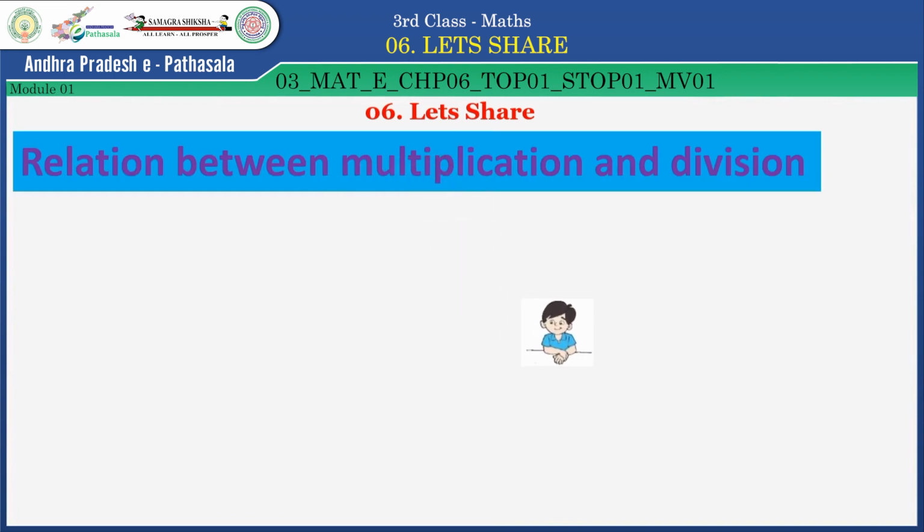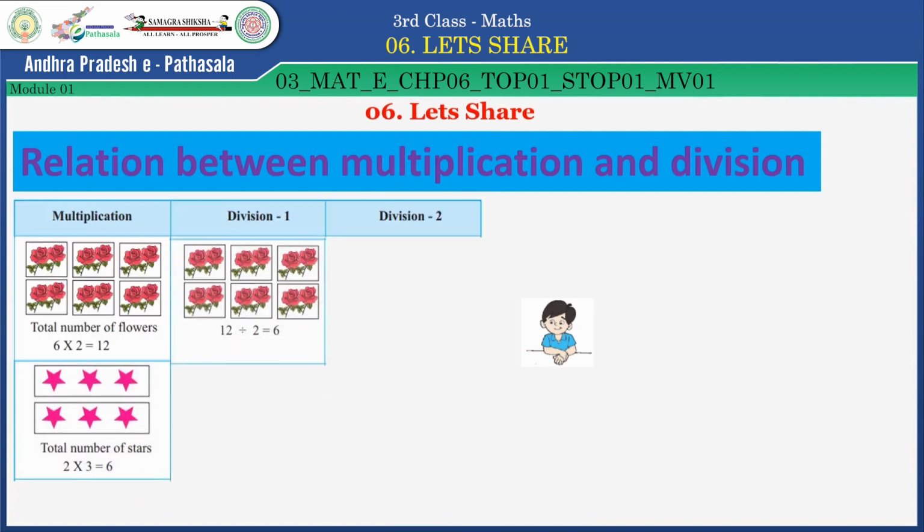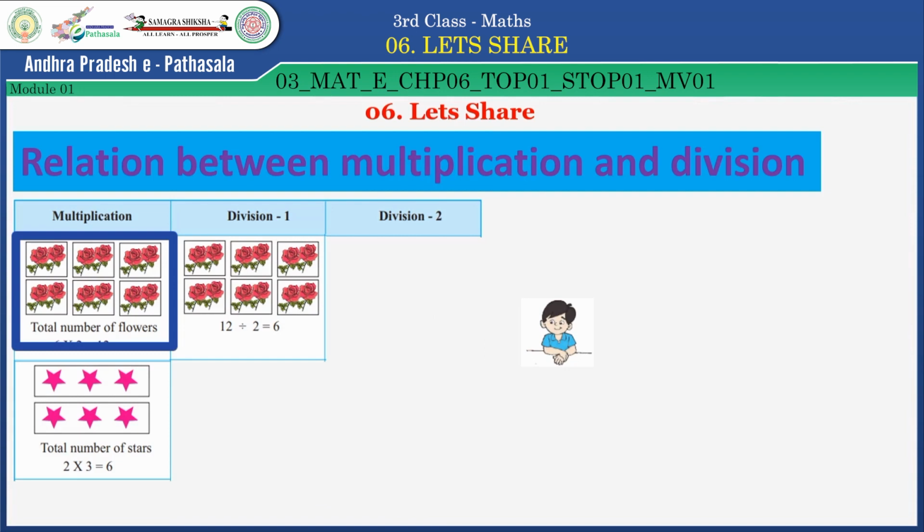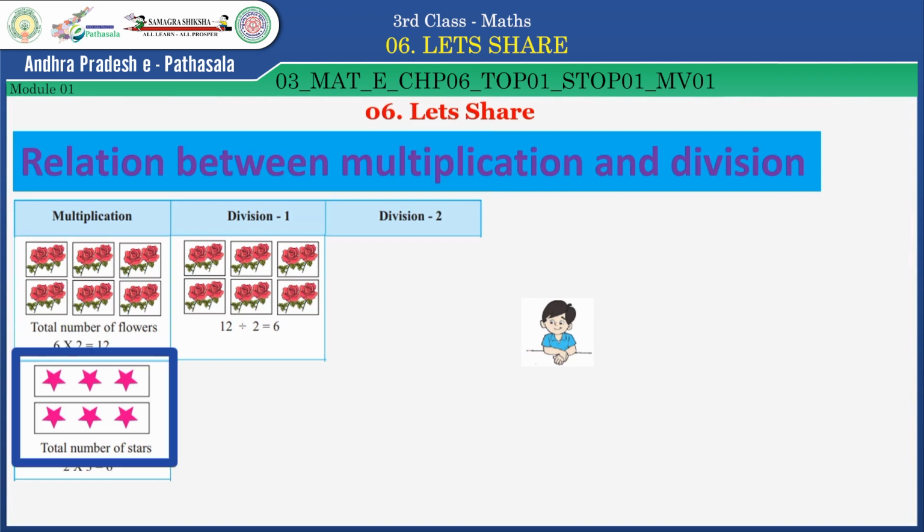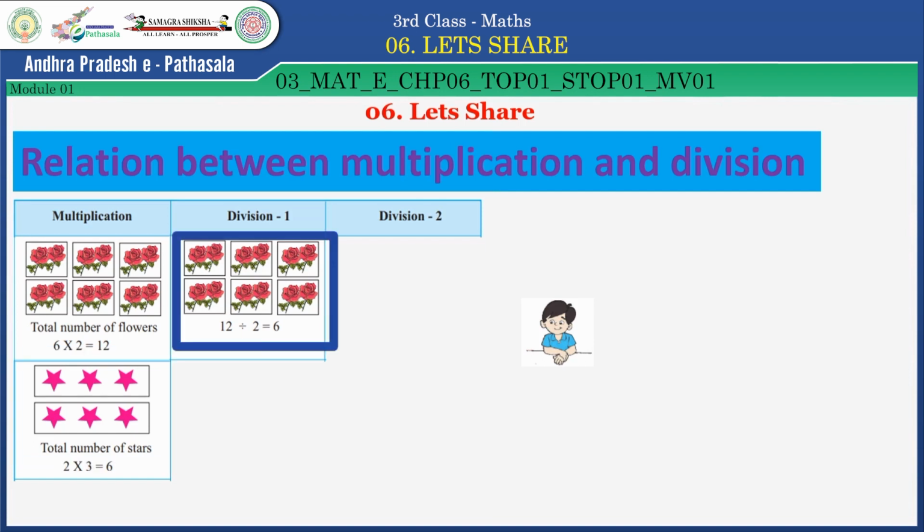Children, now we discuss relation between multiplication and division. Look at the picture. In the first multiplication picture, there are 2 roses in a box. Like that we have 6 boxes. Then the total number of flowers is 6 × 2, that is equal to 12. Similarly, there are 3 stars in a box and there are 2 boxes. Then the total number of stars is 2 × 3. 2 3s are 6. This is the multiplication. Now coming to division, there are a total of 12 flowers, 12 roses.